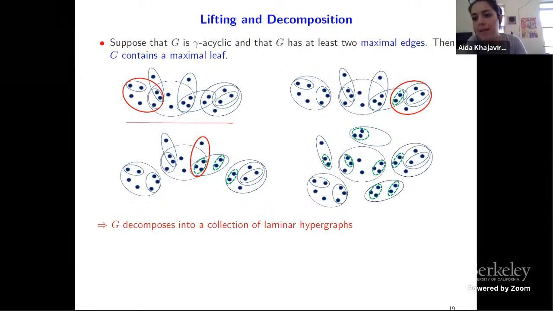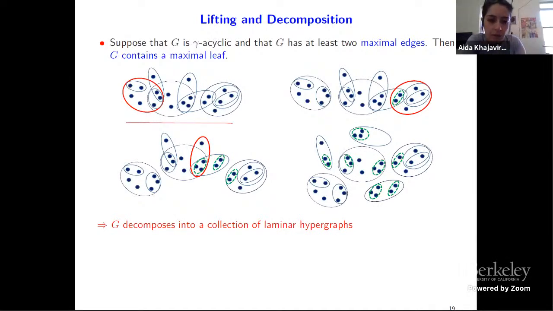I'm also interested in a maximal leaf. What is a maximal leaf? It's a leaf, so it's at this edge that is not contained in any other edge. Okay, so I assume I have at least 2 maximal leaves. If it's 1, it's settled. For now, let's assume I have 2.